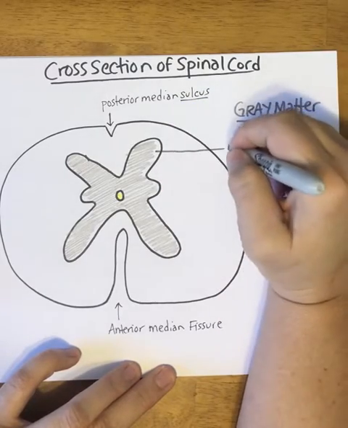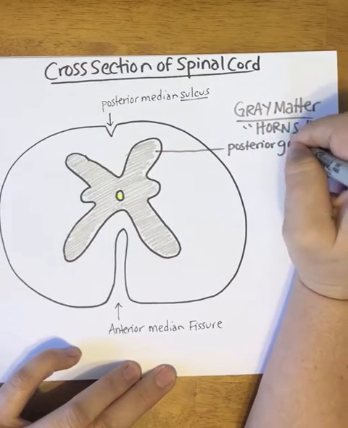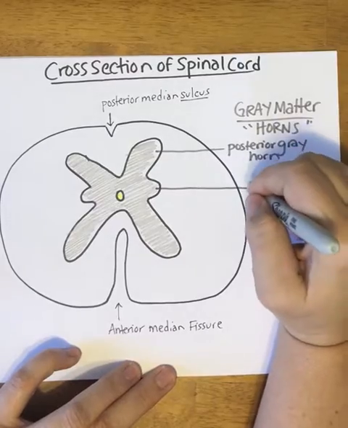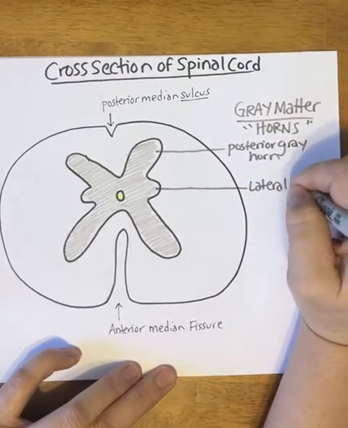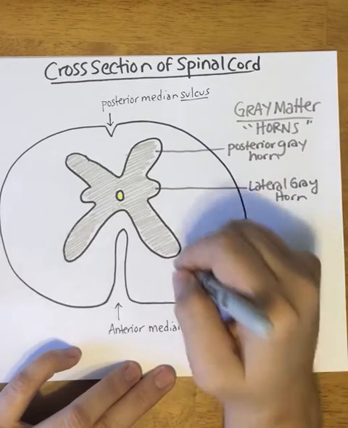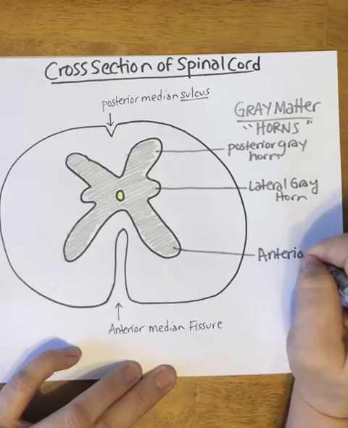So this is your posterior gray horn. This right here is your lateral gray horn. And anterior, this is your anterior gray horn. Easy.